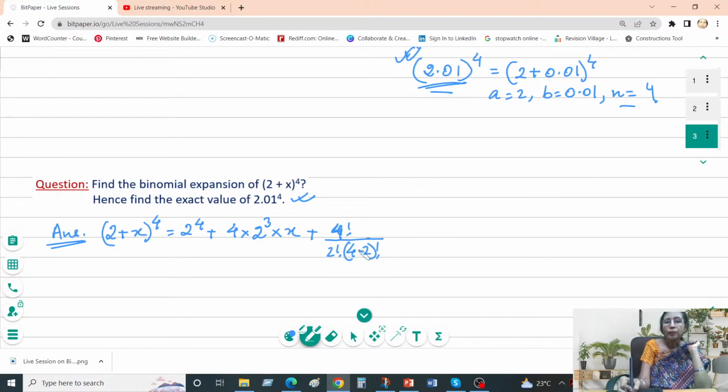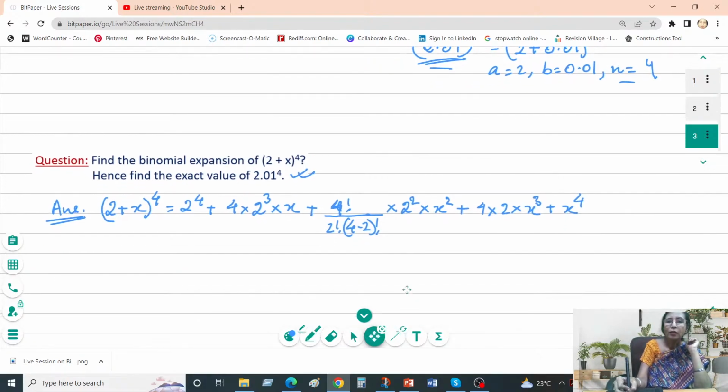So this is 4c2 and it will be 2 to the power of 2 times x to the power of 2 plus 4c3, it is nCn minus 1, sorry, it has to be 4. So I'm writing 4 times 2 times x to the power of 3 plus the last term, the coefficient has to be 1. So it will be x to the power of 4. Clear? Okay.